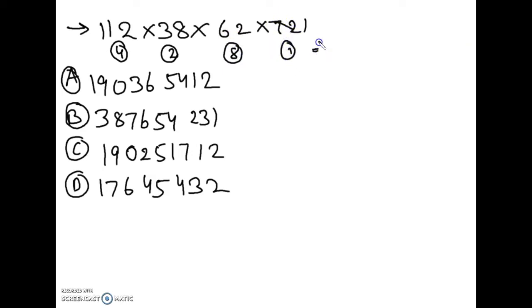So right now find out what is 4 into 2 into 8 into 6, which is nothing but 64, and the digital sum of 6 plus 4 is 10. Again, the digital sum of 1 plus 0 is 1, so the digital sum for the question is 1.